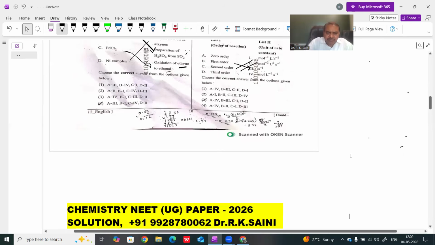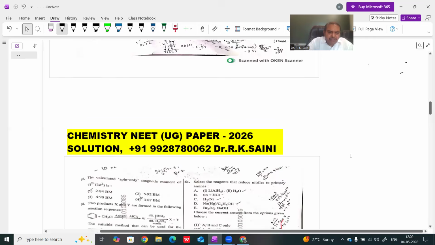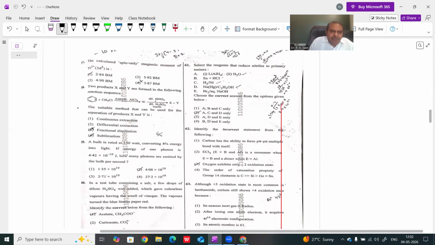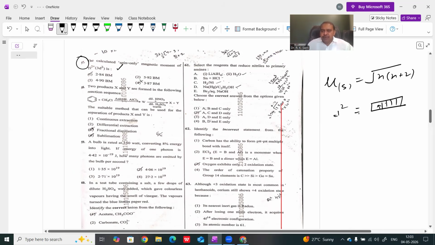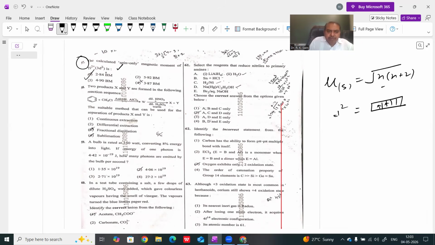Next. Question number 57 is a general question taken from spin magnetic moment. We can say the question is taken from D and F block elements, or also general chemistry, because the spin magnetic moment depends upon the number of unpaired electrons and is calculated with the help of the following formula. In d2 means 2 electrons are there. According to Hund's rule, these electrons are present one by one. Therefore, n equals 2, and then the spin magnetic moment is 2.84 Bohr magneton.